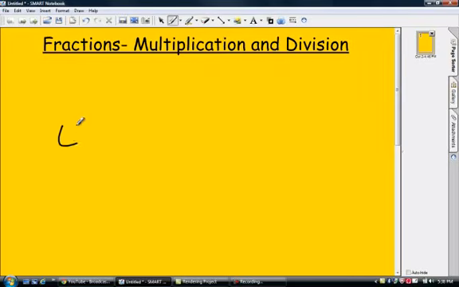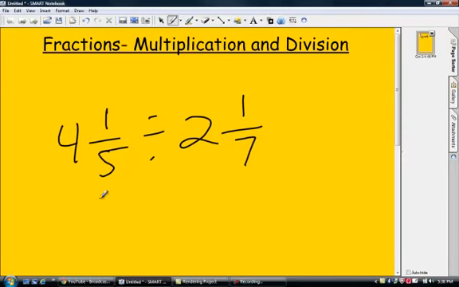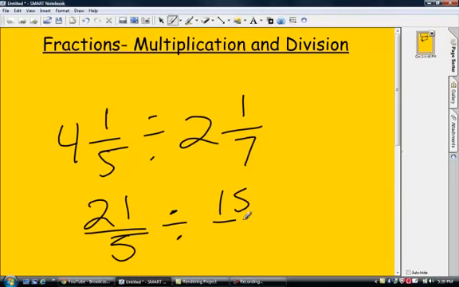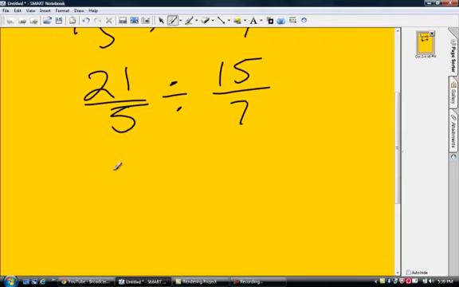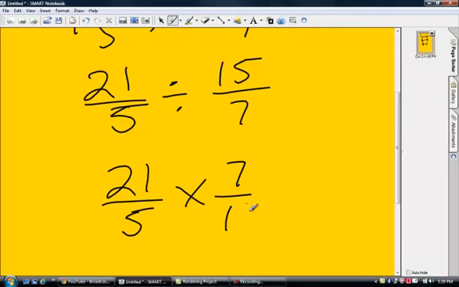Now let's do 4 and 1/5 divided by 2 and 1/7. Just like we did multiplication, we need to turn that into 21 over 5 divided by 15 over 7. And we can't divide two fractions, so we have to multiply. Got to do the inverse over here, we got to flip it. Now, whoops. No, this is quite alright.